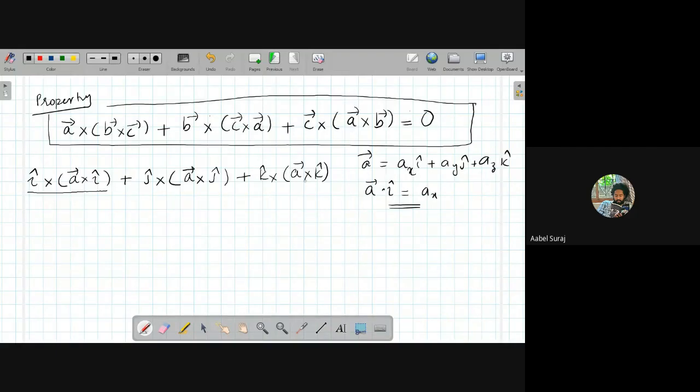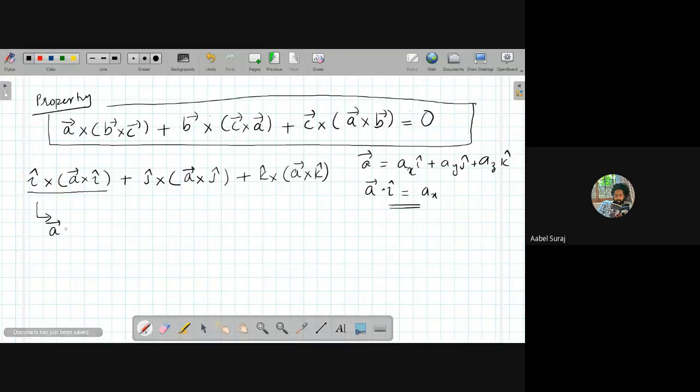So everybody getting? Because this I cross A cross I, let me write this. A dot I is equal to A, right? A dot I is A. Okay. Then the first one, that is I cross A cross I, is equal to A minus AX, right? A minus, A minus... I think, let me do this thing. Okay. What is A cross I?